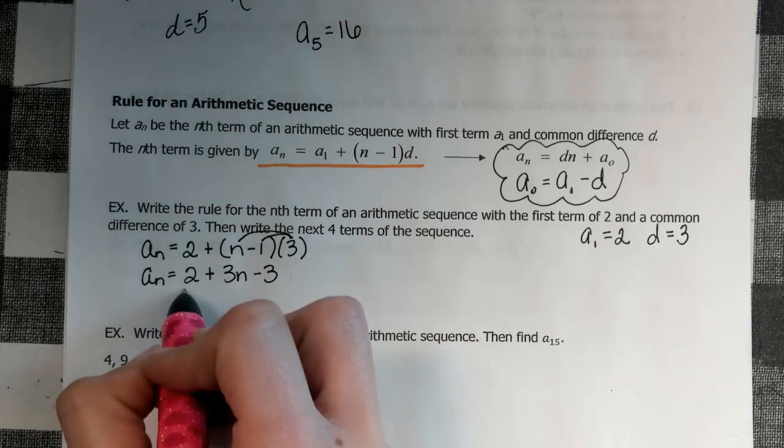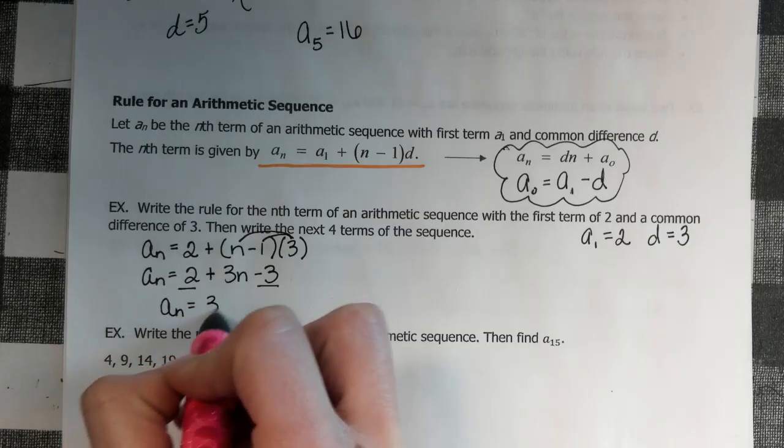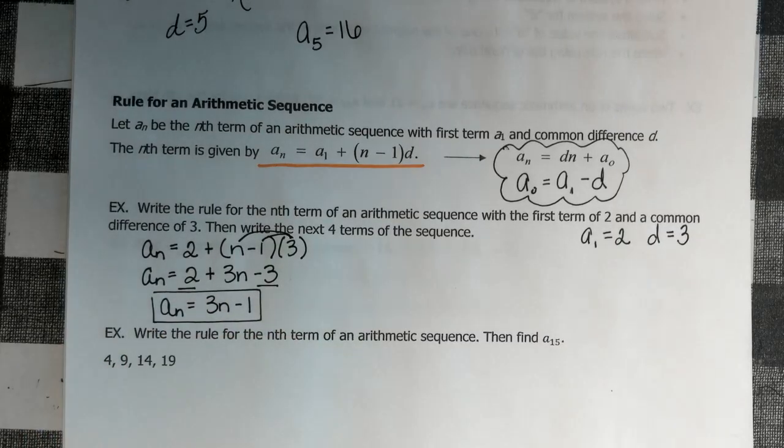And then you will combine your like terms, 2 minus 3. So A sub n is equal to 3n minus 1.